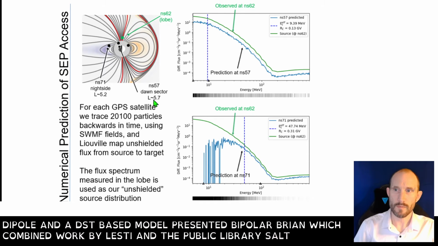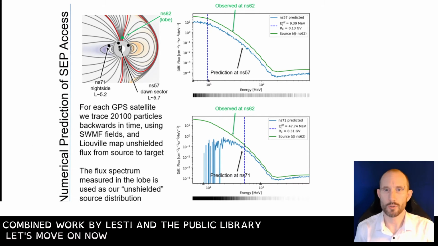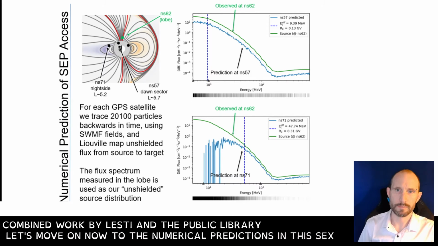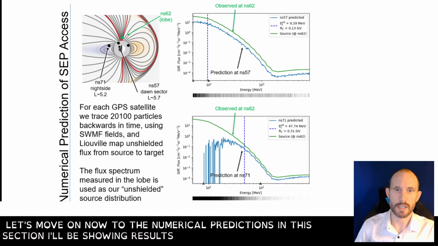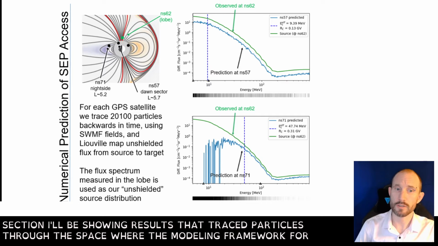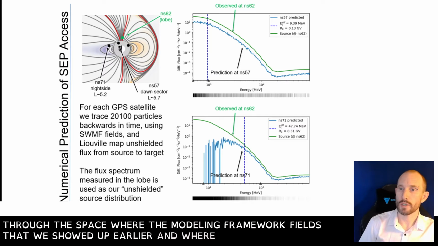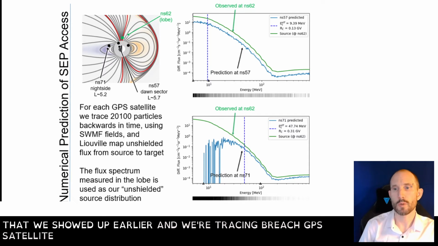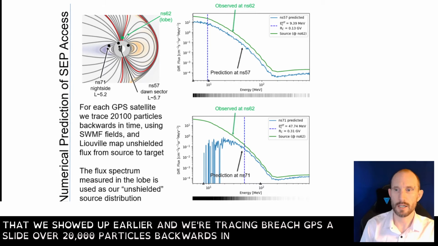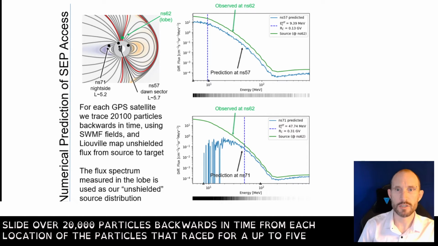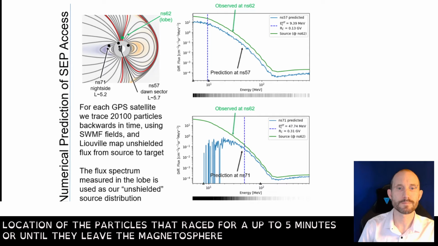So let's move on now to the numerical predictions. In this section, I'll be showing results that traced particles through the space weather modeling framework fields that we showed earlier. And we're tracing for each GPS satellite over 20,000 particles backwards in time from each location. The particles are traced for up to 5 minutes or until they leave the magnetosphere.